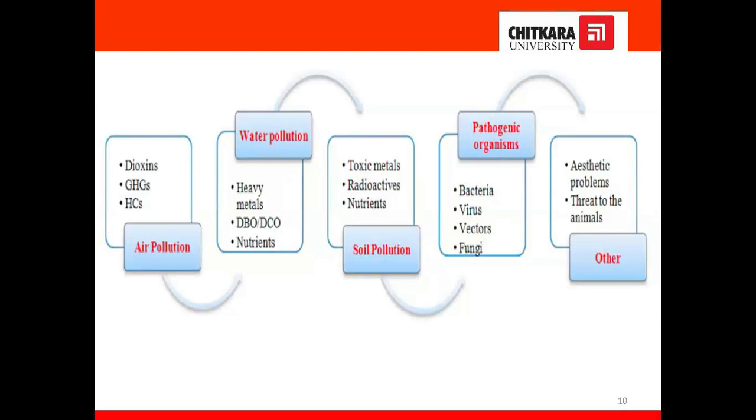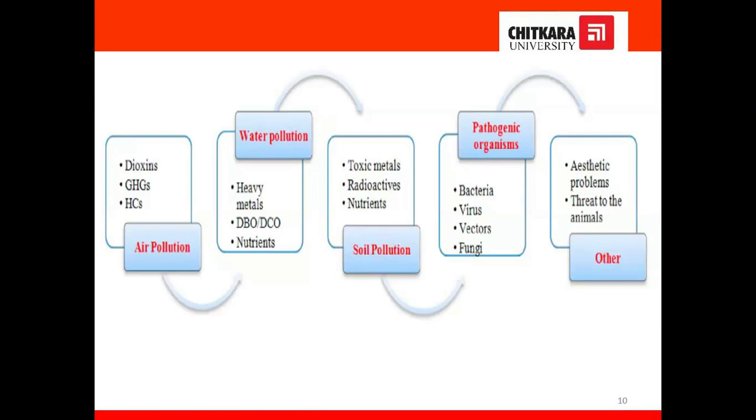Similarly, soil pollution: pathogenic microorganisms grow very rapidly. We can take the example of malaria. It is a vector-borne disease, and the vector is the mosquito. There was a time when WHO declared India free from malaria. Now malaria has come back because of the resistance developed in that mosquito, Anopheles. So that is the scenario.